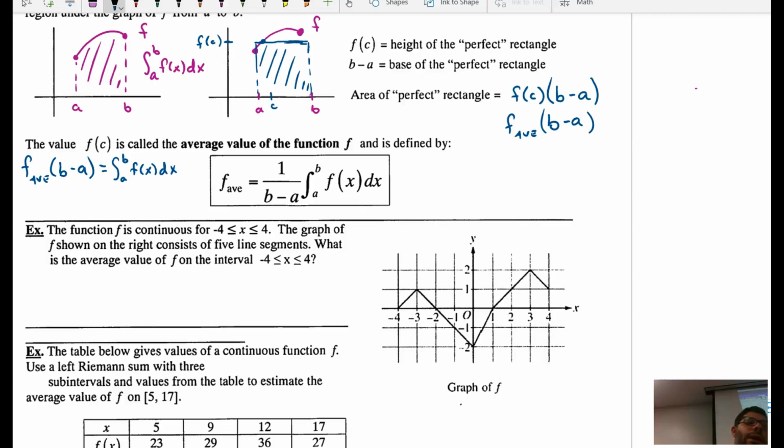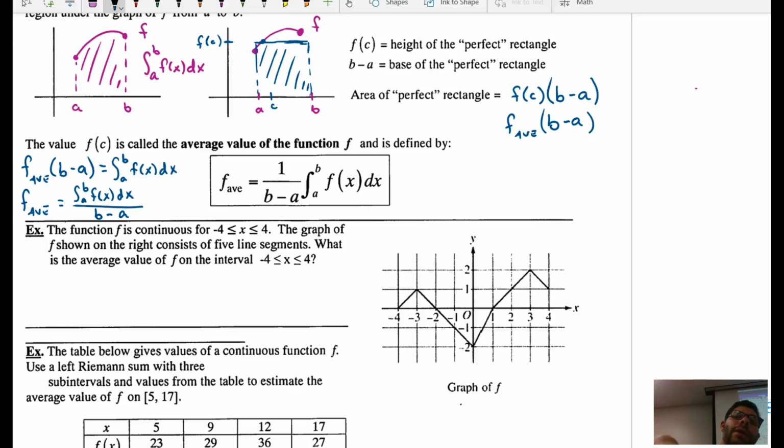And then what would I get? How would I solve for the average value here? Divide. So the integral from a to b of f of x dx divided by b minus a. Could I write that division by b minus a as multiplication by 1 over b minus a? Yes. And that's what that box is right there. So the average value of f.